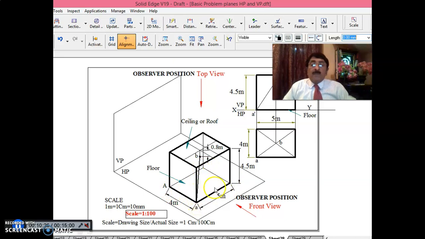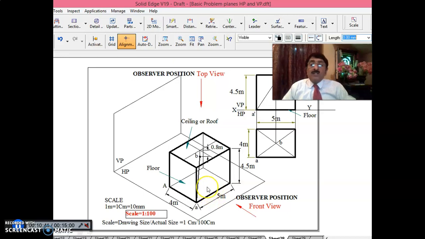This is the ground corner between the front wall and left wall. This is the ground corner between the back wall and left wall. This is the ground corner between the right wall and back wall. This is the ground corner between the front wall and right wall.